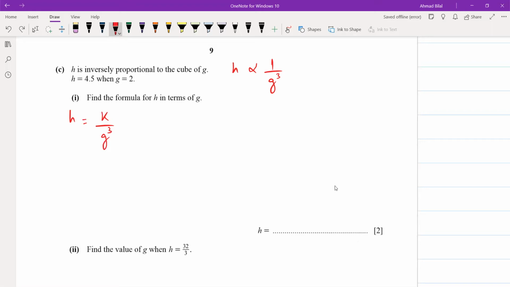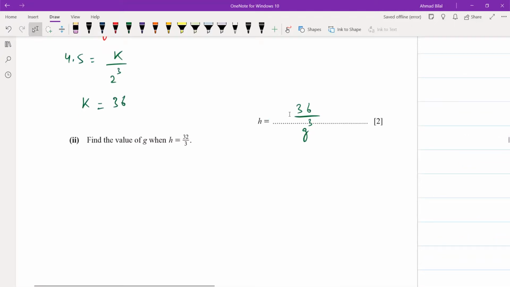You can't just write it like this. You have to find the value of this K. Right? K की value क्या है? You have to figure that out. So how do you do that? You input the value of H and G inside this. H की जगह 4.5 input कर दो. G की जगह 2 input कर दो. You'll get the value of K from there. ठीक है? K आएगा 4.5 into 2 cube. So that's 36. So H is therefore equal to 36 divided by G cube. Is this clear? Yes.